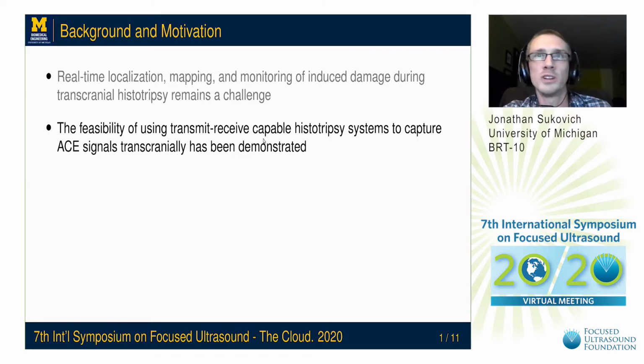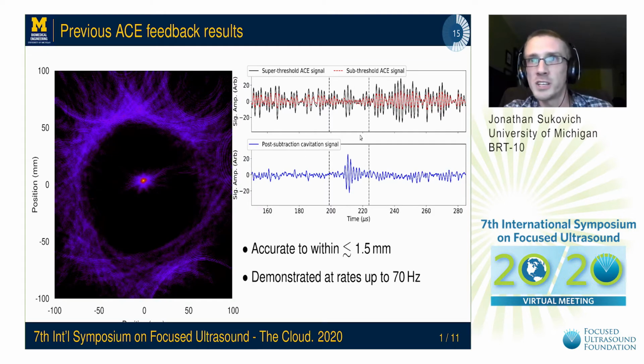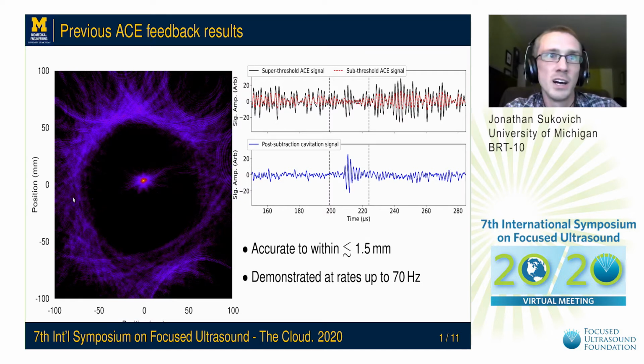And we've shown that through a little bit of signal processing, you see the ACE signals up here on the right, and back projecting the signals into the field, you can generate an image of the volume to see the skull and the cavitation bubble. And when you use these results to localize the bubble, they work out to be within about 1.5 millimeters of the actual positions of the generated bubbles. And we've demonstrated that we can do this localization at rates of up to 70 hertz.